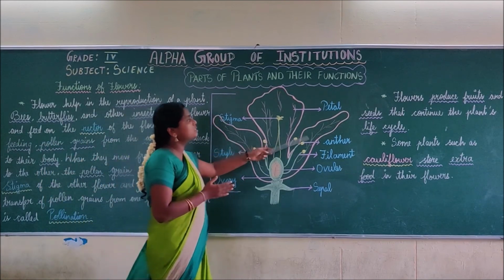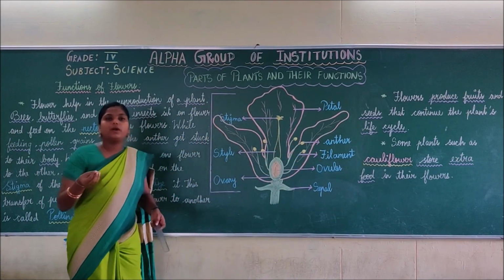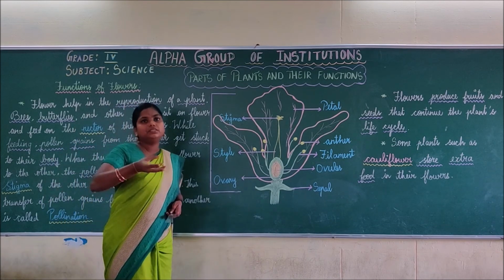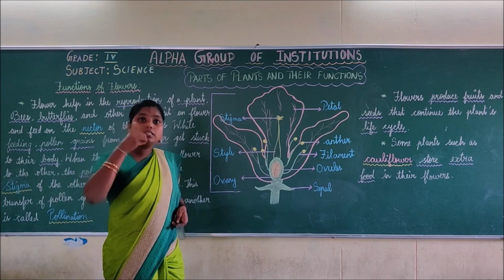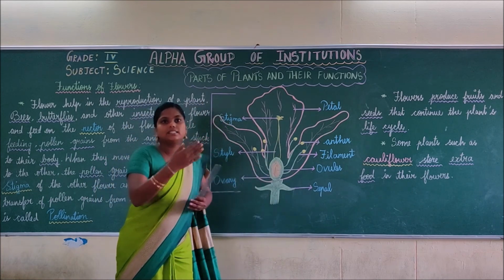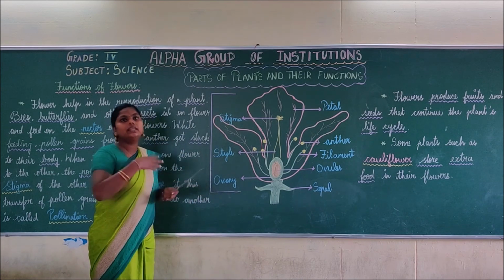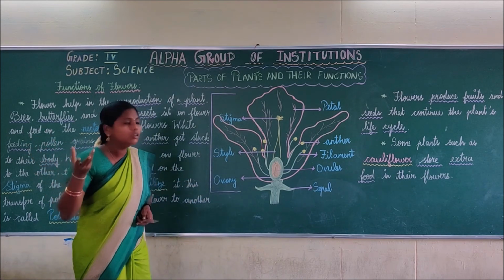The next point is flowers produce fruits and seeds. After a while, the flower blooms. After that, the fruit comes in it, and inside the fruit there are seeds. So from this, the plant's life cycle will go on. When one plant is going to die, the next sapling will come out of the earth.